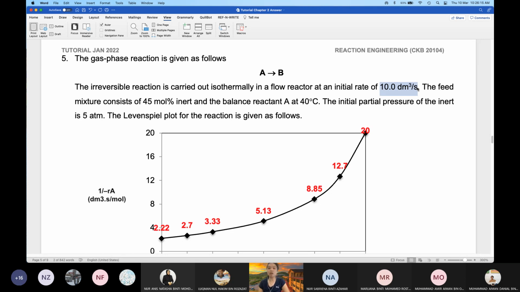So it says initial, right? So this is v naught. v naught equals 10 dm cubed per second. So if you make a mistake at this part and think that this 10 is CA naught, the whole question is finished.